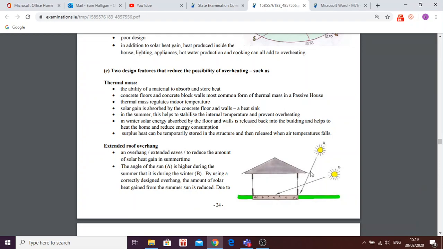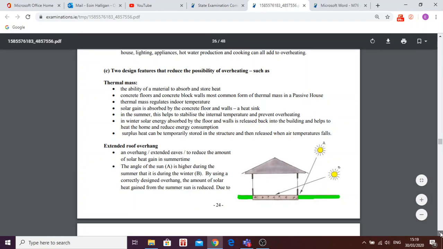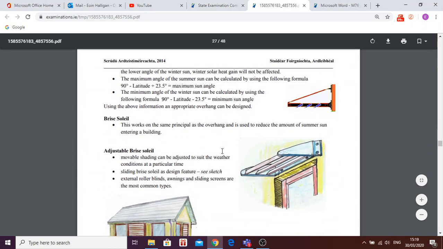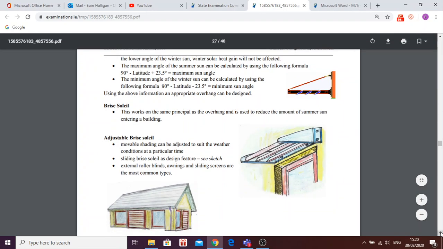If this extended eaves is not possible, then you need to install yourself a brise soleil. Okay, a brise soleil is this fella here. So your window is here, and this is situated above the window, and it will allow in some of the light, but not all of the light. And you'd have to add in those sketches as well.